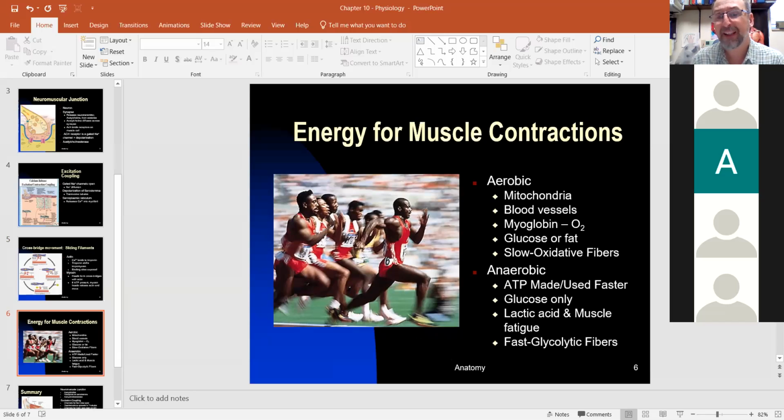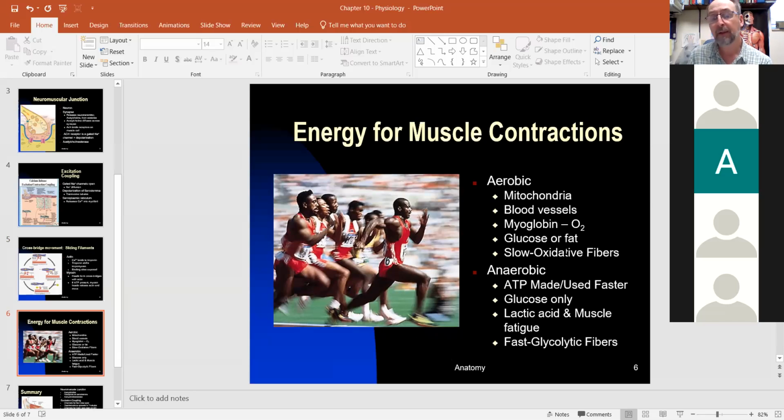Okay, and so this makes them appear very red because both the blood vessels and myoglobin are reddish. And these cells can use glucose or fat as a source of energy, and they're referred to as slow oxidative fibers because they use oxygen.